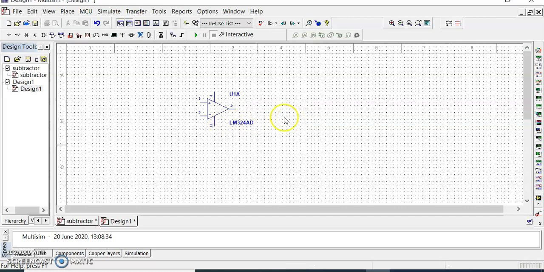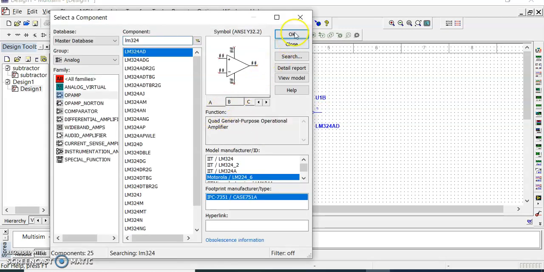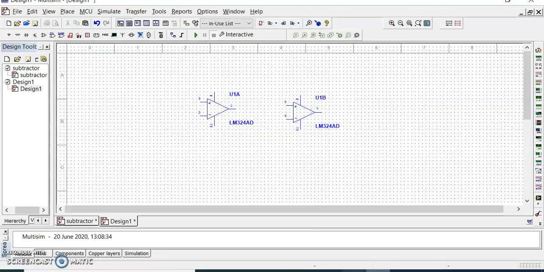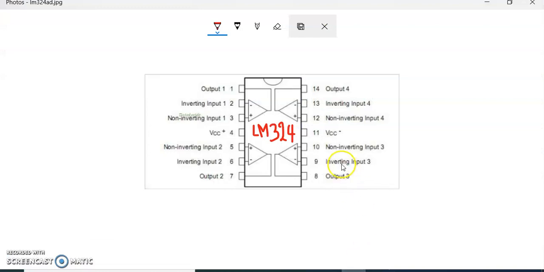You know that this is the op amp pin diagram, the LM324AD IC pin diagram. In this IC, we have a 14 pin device. We have 4 op amps: first op amp, second op amp, third op amp and fourth op amp.